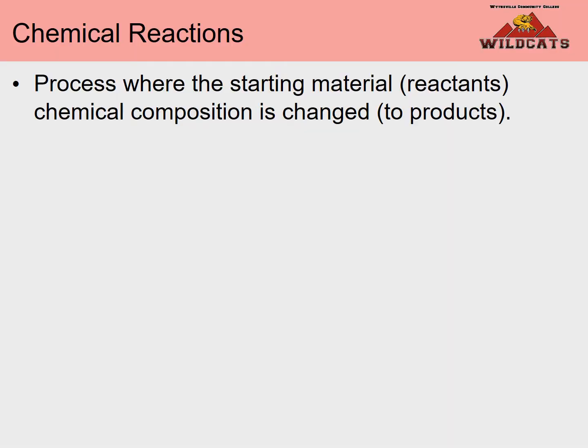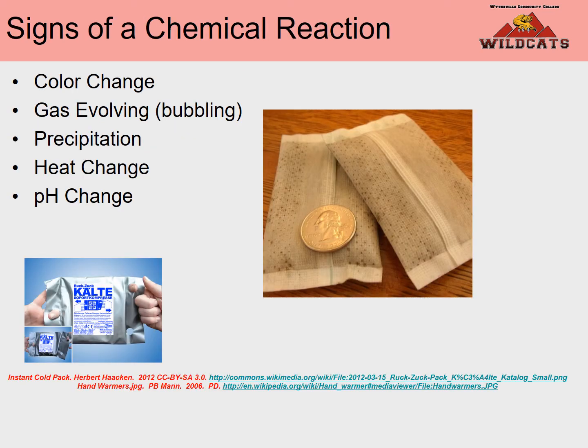Chemical reactions basically is a process where starting material or reactants, their composition is changed to products. Some of the signs for chemical reactions are color change, gas evolving or bubbling, precipitation, heat change, and pH change. And we'll take a look at some of these in this chapter in more detail than others.